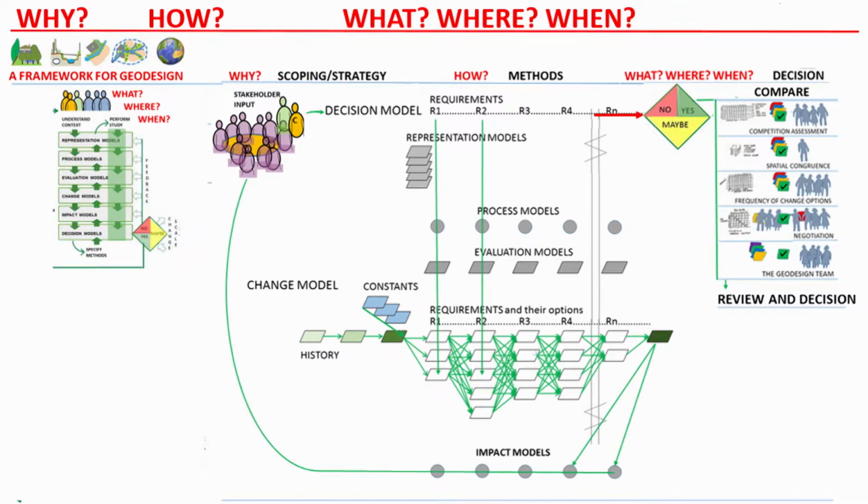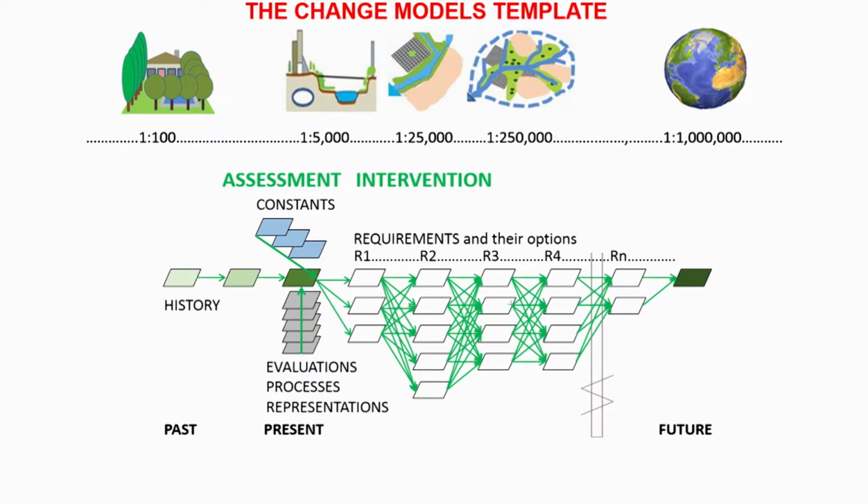I think that blurring of that boundary is the most important thing that we've learned, at least I've learned over the years. So basically, we have to move through the past to the present with data, process, and evaluations. We know there's a history. We know there are constants. We know there are requirements.